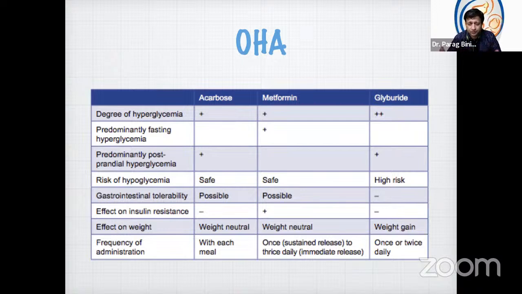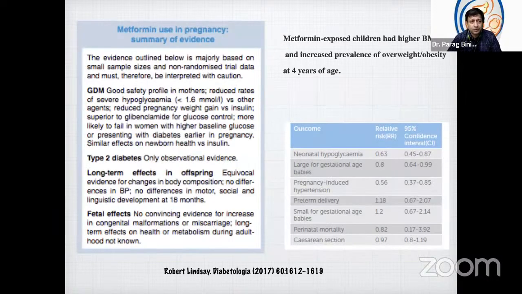So women who are known cases of polycystic ovaries and who conceive and are diagnosed to be hyperglycemic will be immensely benefited with metformin. And of course, it does not have any impact on the weight. So it is supposed to be weight neutral, or some women may lose a little amount of weight. And it can be administered once or thrice a day, depending on the need and depending on the choice of the physician. But we have to also remember that metformin is something which has its own share of issues.